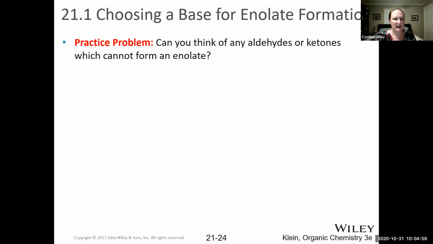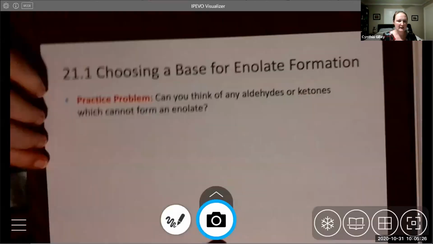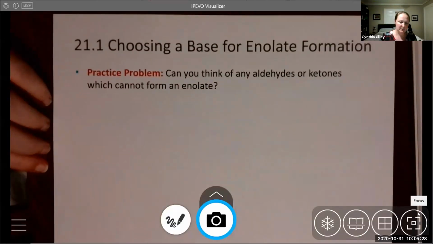Right, let's do another practice problem. In this case, it's a question and it asks, can you think of any aldehydes or ketones which cannot form an enolate? So go ahead and pause it and see if you can draw a structure of an aldehyde or ketone that an enolate would not be able to be formed from. Okay, let's go ahead and go over this question.